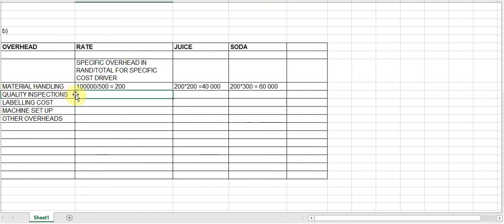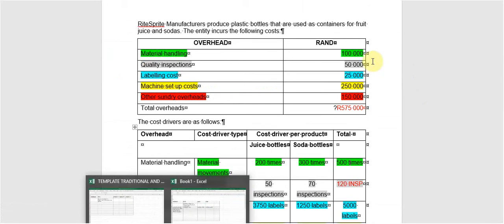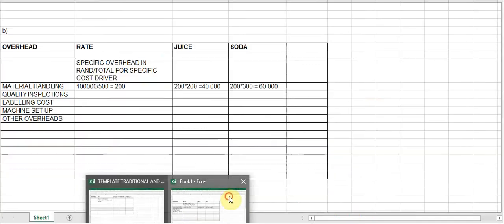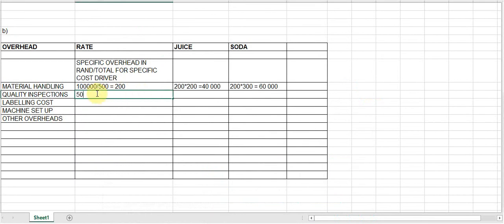Moving on to quality inspections, I'm going to use the 50,000 in the gray, and I need to divide it by the total number of inspections, which I added up to be 120. So it is going to be 50,000 divided by 120. That gives us 416.67.